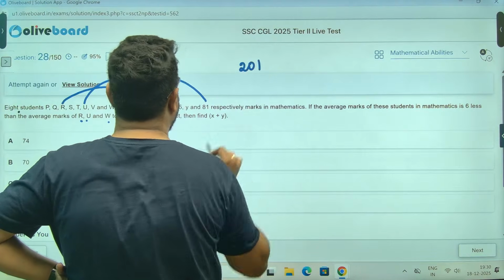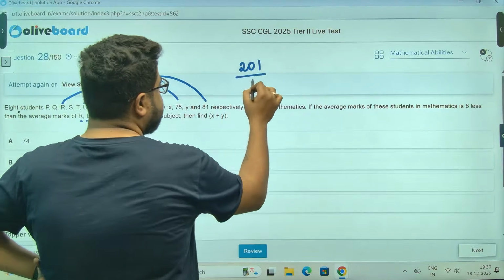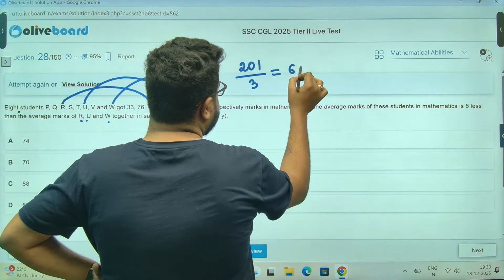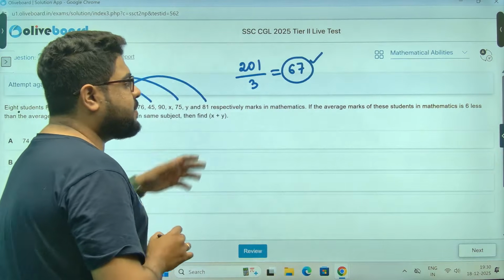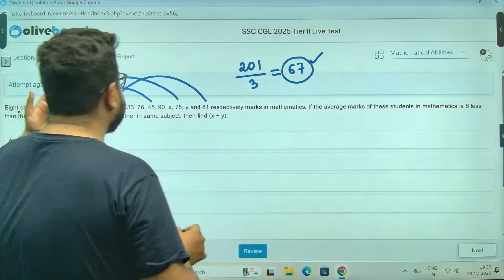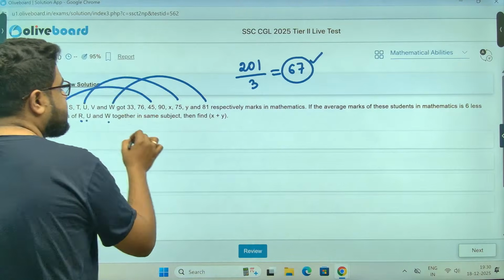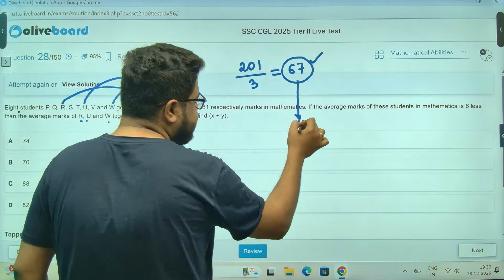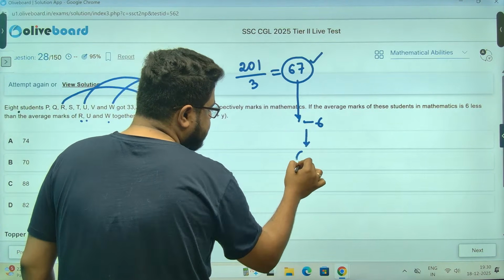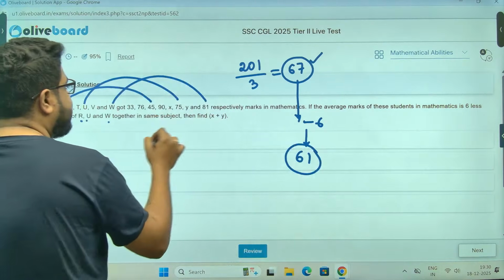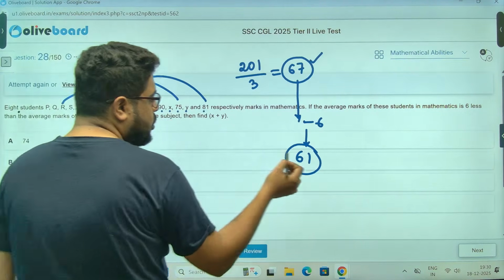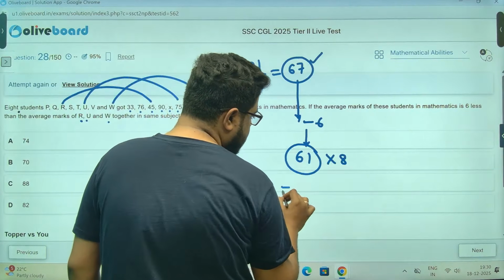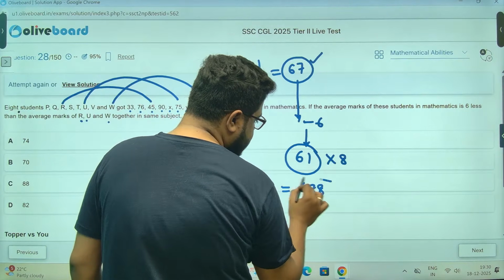So the average is divided by 3. Average marks of all these students will be 6 less than this. So that means it is 61. So everyone's average will be this. How many students? 1, 2, 3, 4, 5, 6, 7, 8. So the total will be into 8. 488 is the total marks.